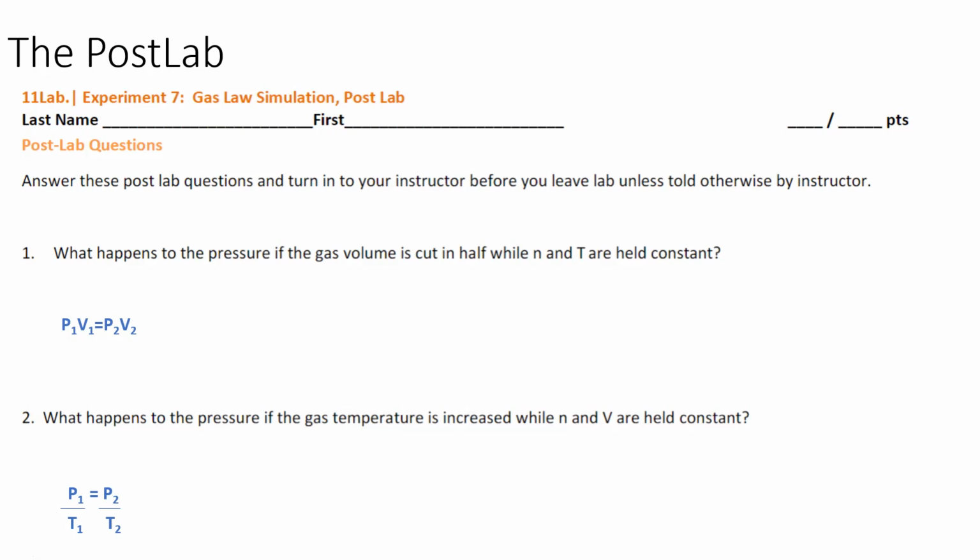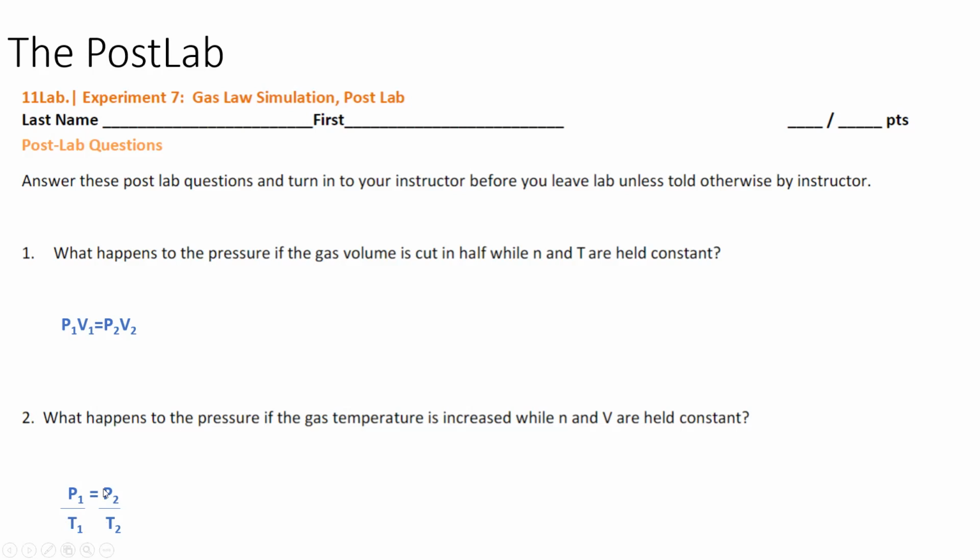The second question is, what happens to the pressure if the gas temperature is increased while the number of moles and the volume are held constant? Again, we can look at the equation which relates pressure and temperature. So the initial pressure divided by the initial temperature is equal to the final pressure divided by the final temperature. And it wants to know what happens to the pressure if the gas temperature is increased. So T1 is increasing to some new value, T2. What is going to happen to the pressure?